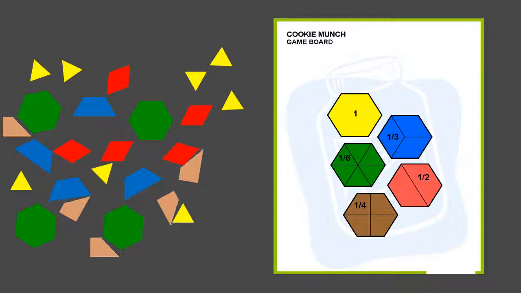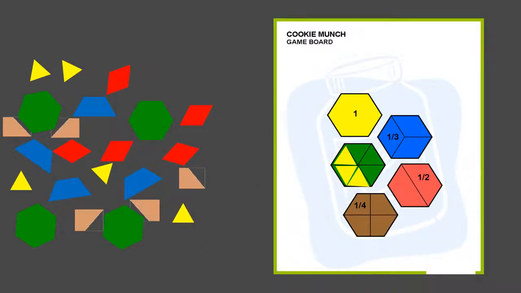To play the game, the students will start with their Cookie Munch board, and each player will have their own board. They will roll 2 dice and get a fractional amount. In this case, you have a 3 and a 6, so it comes out to 3/6. You always use the larger number as your denominator and the smaller number as your numerator when playing this game. So we have 3/6. That means we will take 3 triangular pieces and put them on the 6ths board.